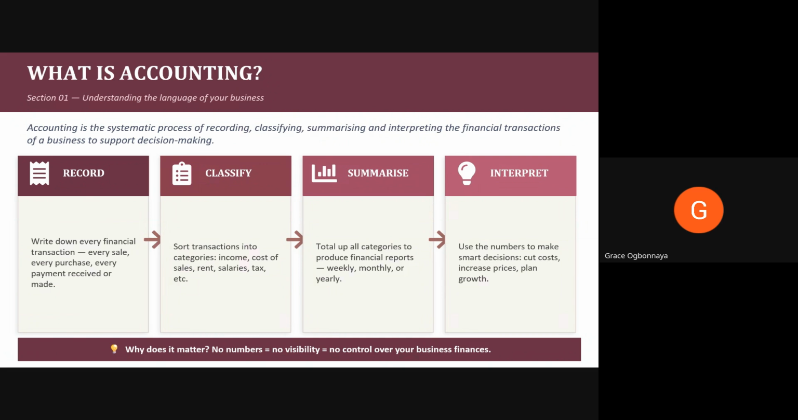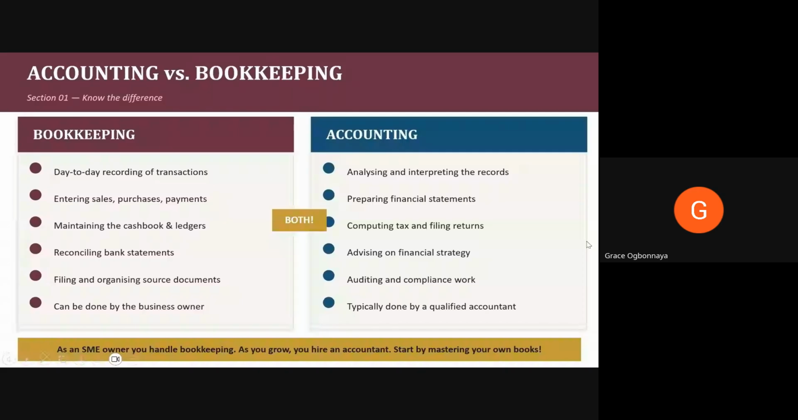Do you understand? So if you don't have this record, you don't have control over your business. Or maybe you give it to somebody and you're not always checking with the person, you don't have control over your business. So yes, this is very, very important. So that's basically what accounting is about. So now we'll talk about, so the topic is accounting and bookkeeping. So there are two different things. So we need to know the difference.